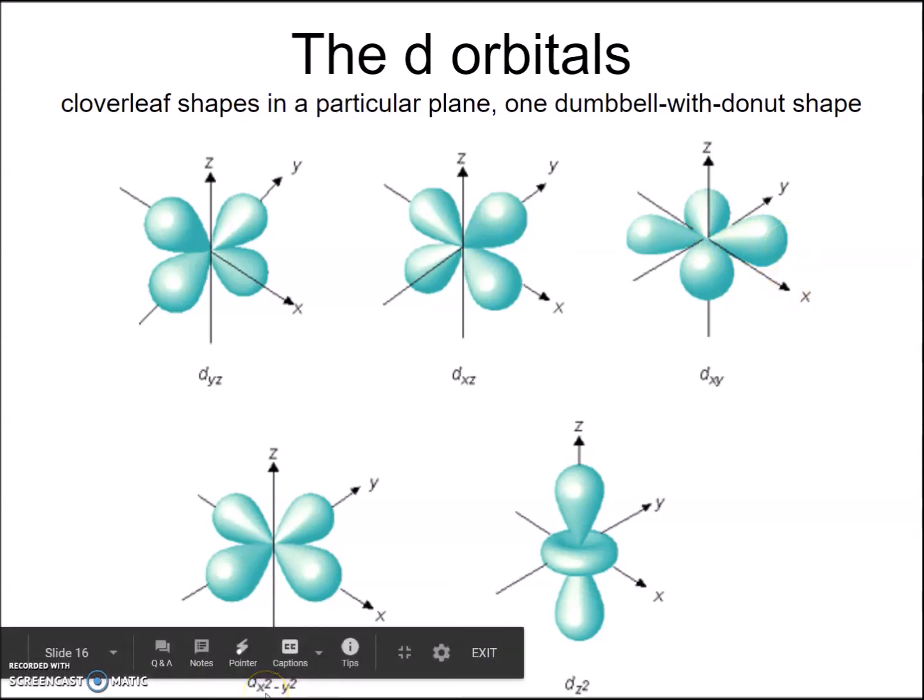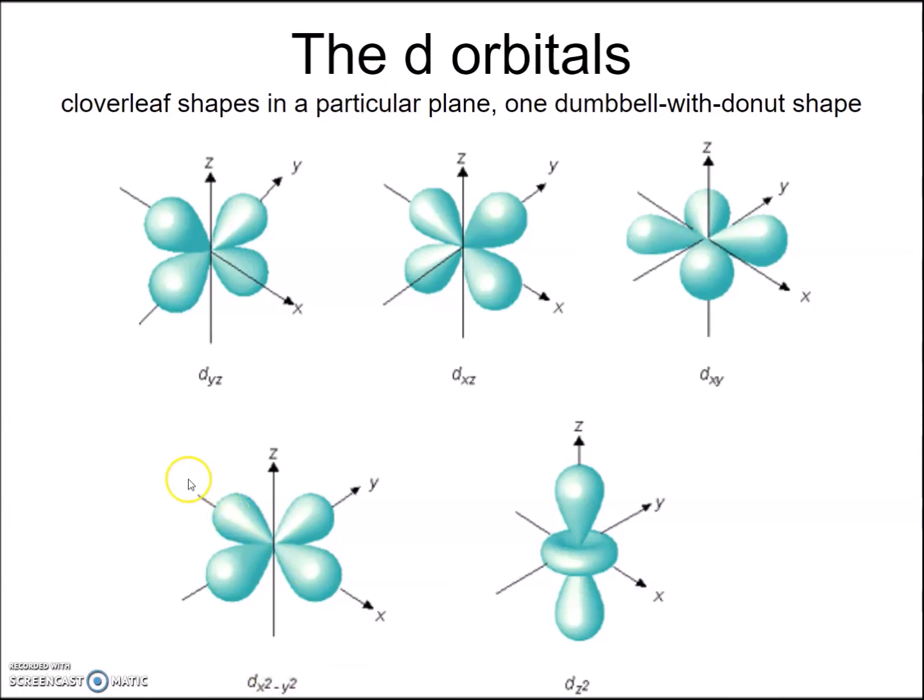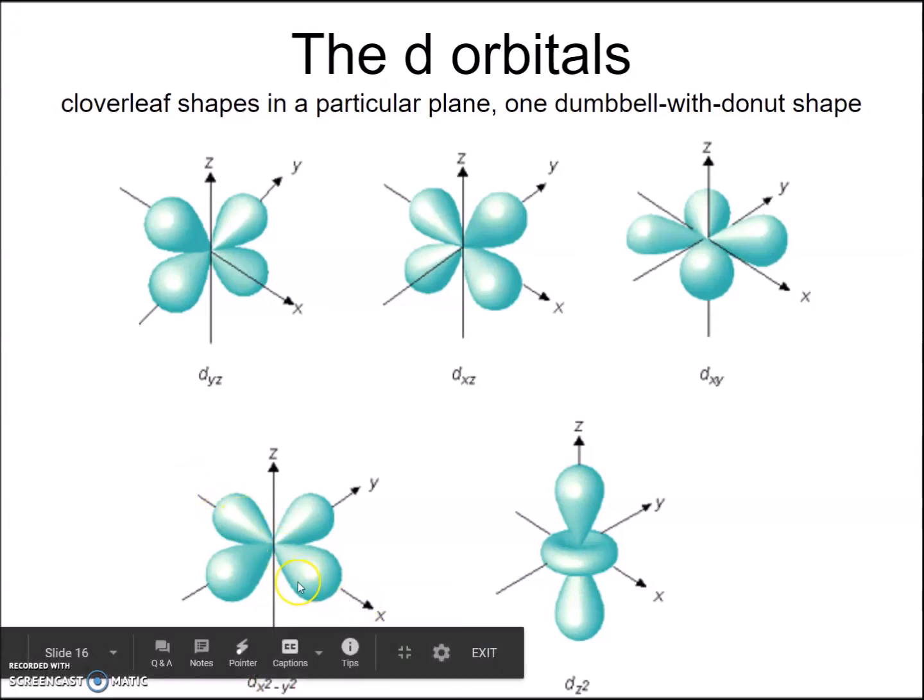Then we have down at the bottom 2 other goofy ones, d x squared minus y squared. Here's a cloverleaf shape in the XY plane, so the plane in which they're found is indicated in the name. But this time, instead of having the vertex of the lobe pointing in between the axes, now the vertex of the lobe is pointing along the axes, in the same place as the axis.